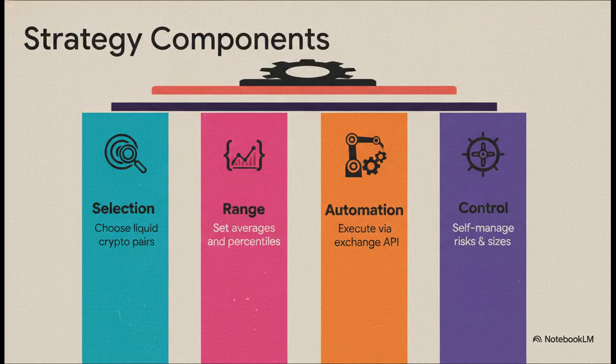To make this all happen, the strategy rests on 4 main pillars. First is selection, picking highly liquid pairs. Second is range, defining your moving averages and those extreme percentiles. Third is automation, letting the bot handle the split-second API execution. And fourth is control. Now this one is absolutely vital. While the execution is automated, the strategic risk management remains entirely in your hands. You are the architect here. The bot is just your builder.